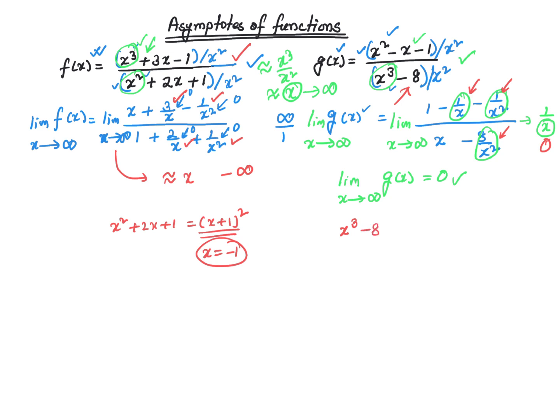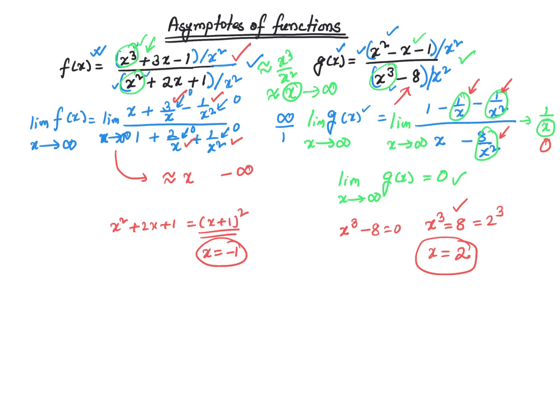x cubed minus 8 is equal to 0, right? So that gives me x cubed is equal to 8, which is 2 cubed, so x is equal to 2. So that's the solution here. When x is equal to 2, this function is going to have a vertical asymptote. Of course, this is a cubic equation, it has 3 roots, but we are considering only the real roots, so no complex numbers. These are real functions we are talking about.